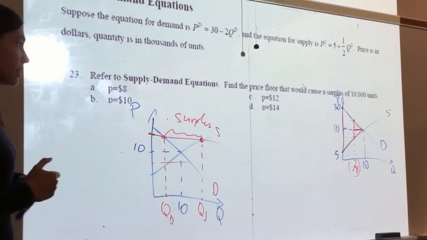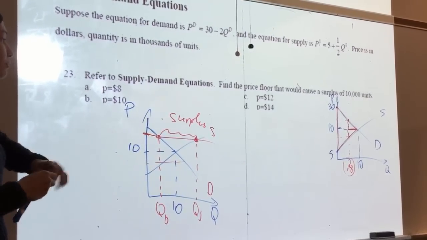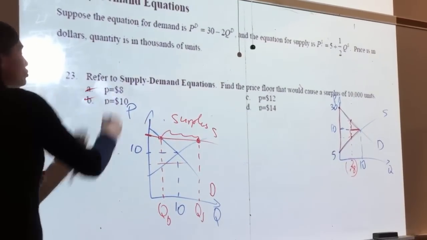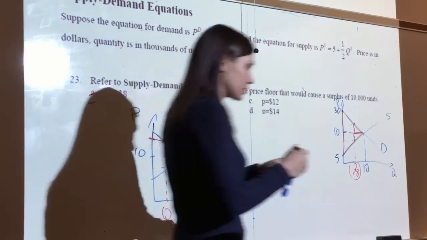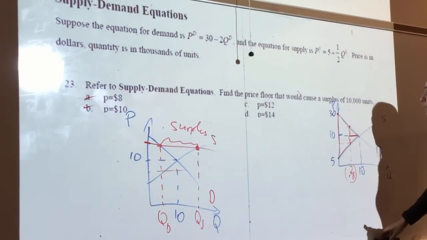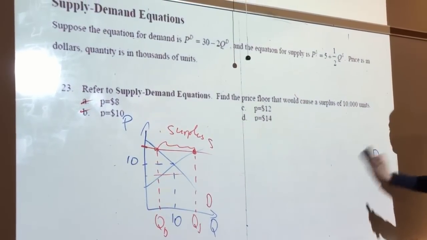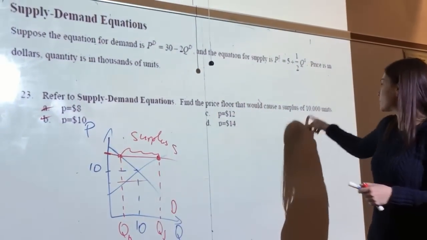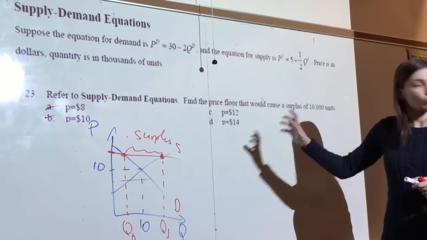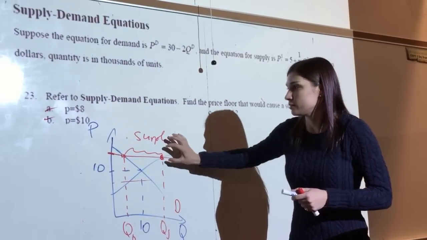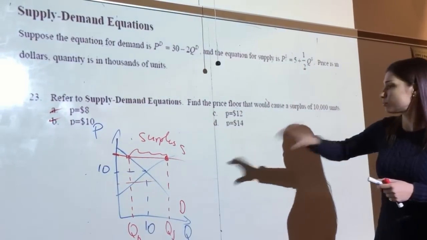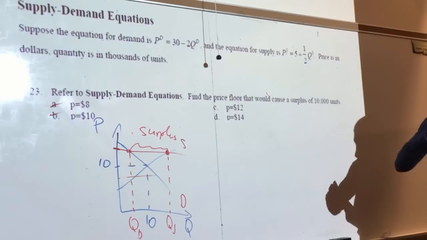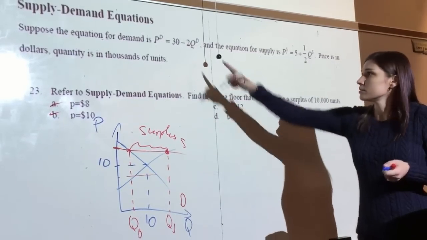All right, that being said, first of all, you have to realize that the price floor needs to be higher than 10. So those two are automatically out. Then you have a 50% chance of guessing, very good chance. If you, however, don't want to guess, then you can solve. So the size of the surplus, we know, is 10,000 units. And it needs to be the difference between the quantity supplied at that price and the quantity demanded at that price. So what is the quantity demanded at any price?